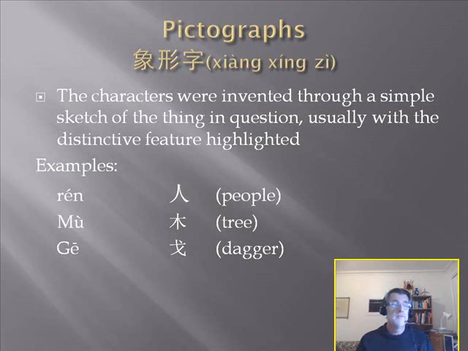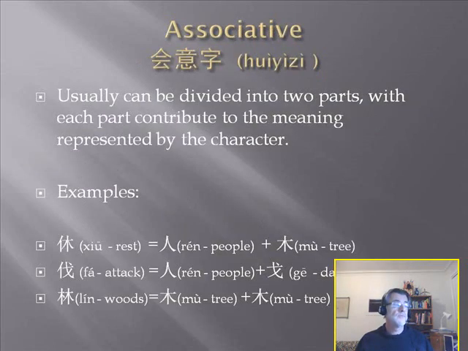木 for tree. Again, it's been abstracted a little bit, but you can see the horizontal line, which represents the earth. You can see the lines underneath, which represent the roots, and you can see the trunk of the tree just above the line. And then we've got the dagger, 戈. So there's some examples of pictographs. There's lots more where those came from.